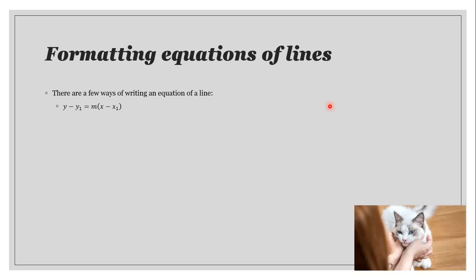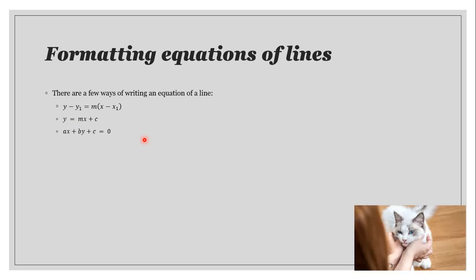So the first one is this: y minus y1 equals m lots of x minus x1. Second one is y equals mx plus c, which you'll have seen at GCSE. And the last one is ax plus by plus c equals 0, which is kind of just a rearrangement of y equals mx plus c. So this one can be used to get y equals mx plus c.